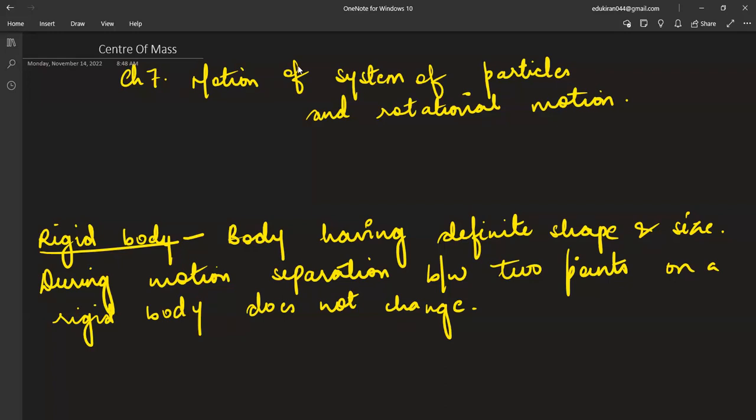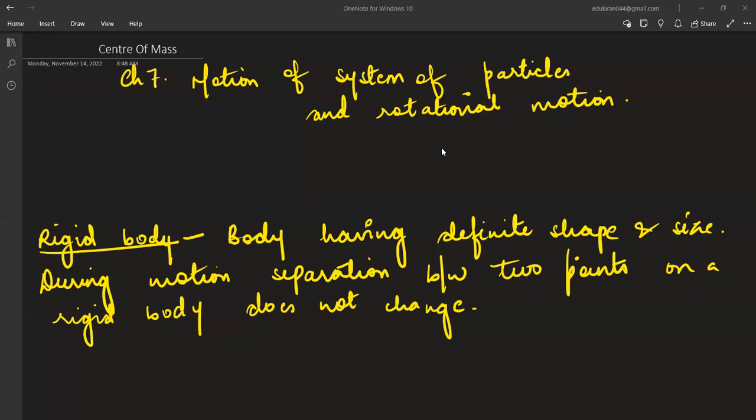Yes, class. Now see the next lesson, that is chapter 7 of your NCERT. This is the second last lesson of the first book: motion of system of particles and rotational motion. In this lesson we are currently talking about the rotational motion. Some portion of it we have already studied in your previous lesson, circular motion. Remember we had talked about angular acceleration, angular displacement and all. That portion I'll not be repeating.